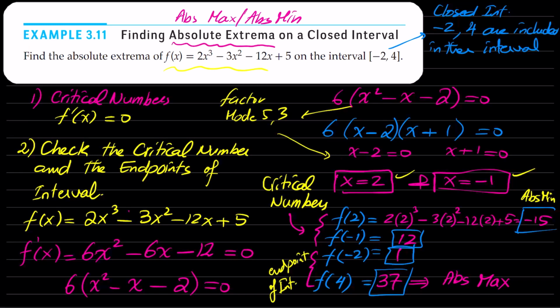Now we compare the results. The highest value is the absolute maximum, and the lowest value is the absolute minimum.